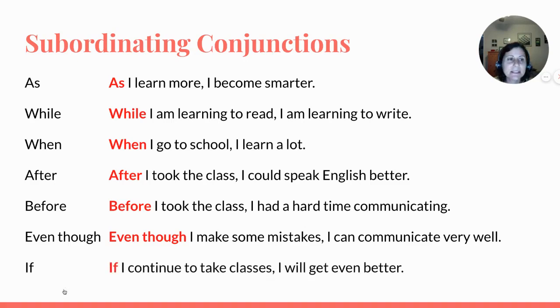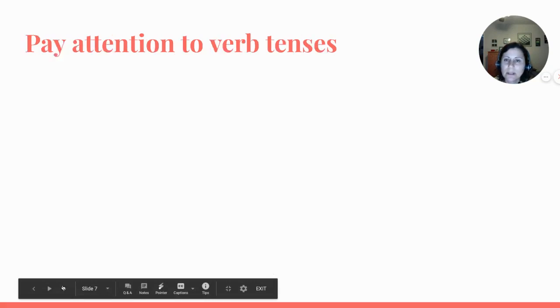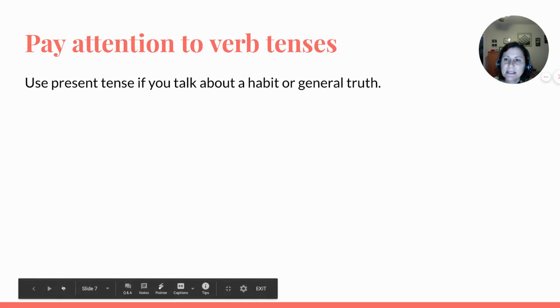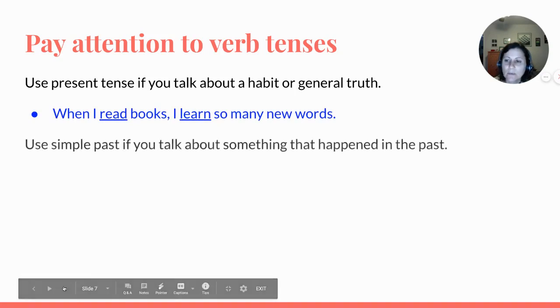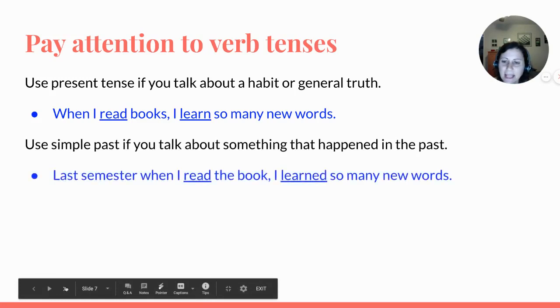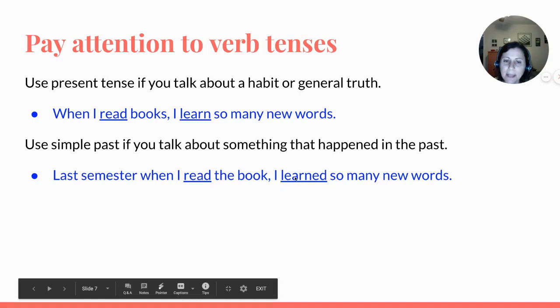If sets up a condition. If I continue to take classes, I will get better. So this is hypothetical. Pay attention to verb tenses. Use present tense if you talk about a habit or general truth. When I read books, I learn so many new words. This is generally true. I'm not talking about a specific time. We use the simple past if you talk about something that happened in the past. Last semester when I read the book, I learned so many new words. So this happened in the past, so I'm going to use the simple past.